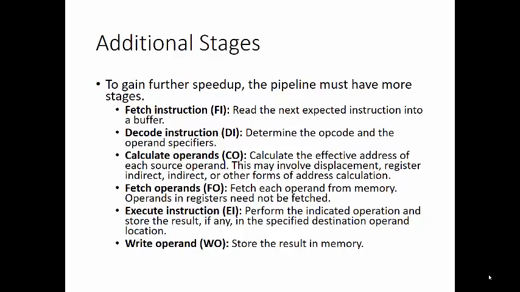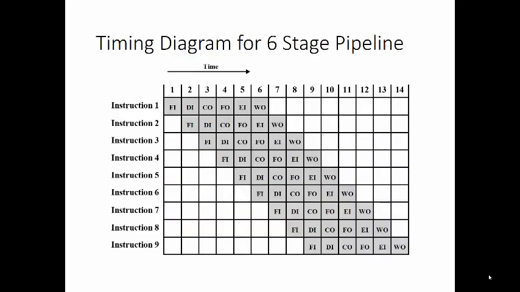Execute instruction: perform the indicated operation and store the result, if any, in the specified destination operand location. And write operand, which is storing the result in memory. With this decomposition, the various stages will be of more or less equal duration. Let's take a look at the way that our six-stage pipeline could work. For the sake of illustration, let's assume these stages are all of equal duration. It's not necessarily true, but let's use that assumption.